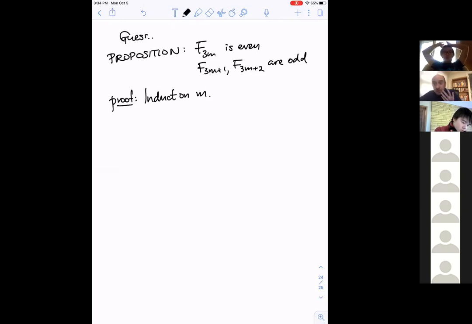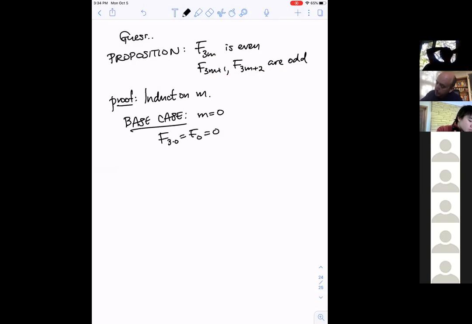And really, there's actually three assertions, right? For each value of m, we've said three things, right? That this one's even and these two are odd. But still, we can check a base case. Base case, m equals 0, is still easy to check, even though there's three assertions. F sub 3 times 0 is F sub 0. Well, that's 0. Yep, even. Check that.